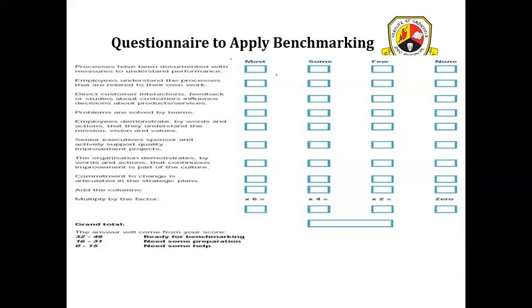Direct customer interaction feedback or studies about customers' influences, decisions about products and services. So here you would grade yourselves. And then at the end, you would score yourself and find out what needs to be improved. So this is just a sample. It's not cast in stone, but it's a sample.